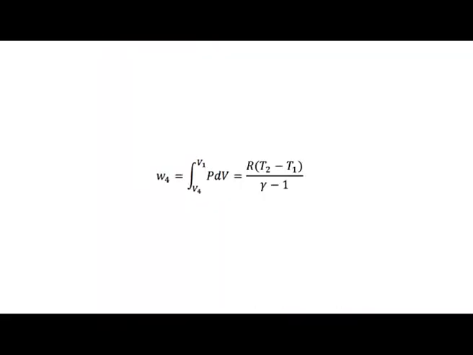Fourth stage. At this stage D, the cylinder is again removed to the insulating stand and compressed adiabatically so that the initial state is attained. The work done W4 is equal to integral V4 to V1 PdV, which is equal to R into (T2 minus T1) divided by (gamma minus 1).